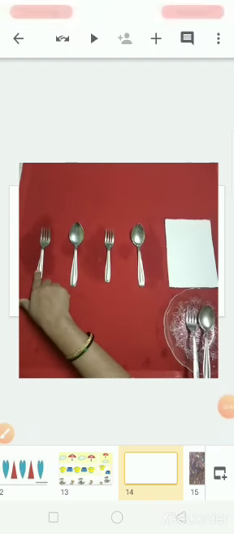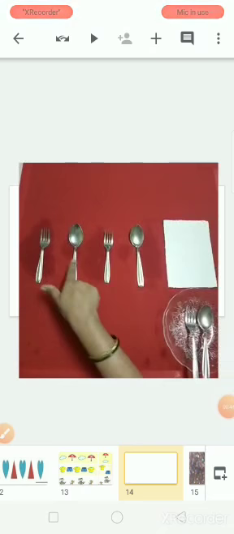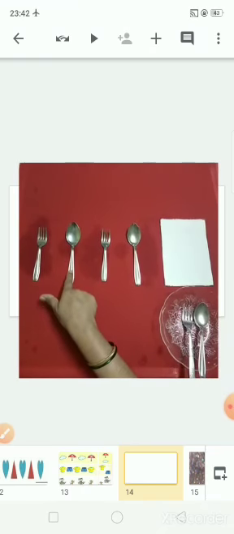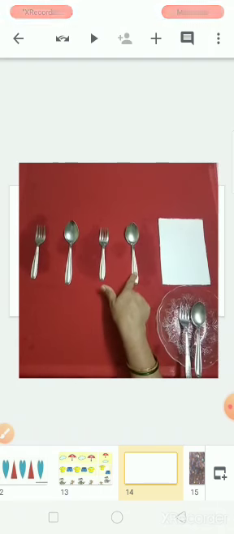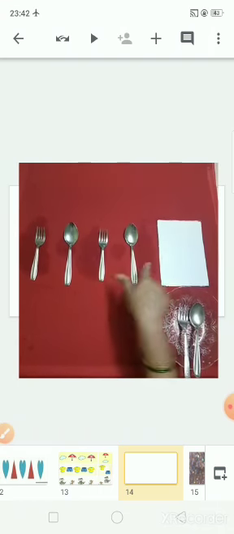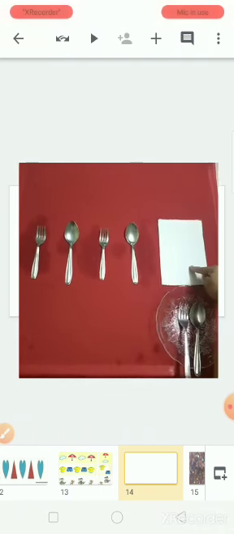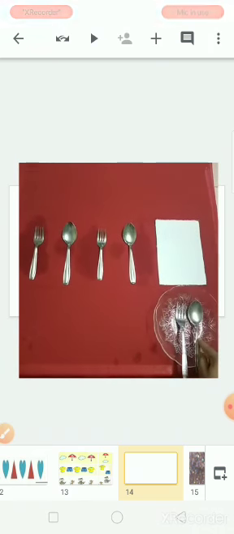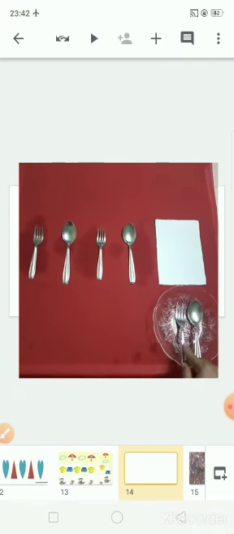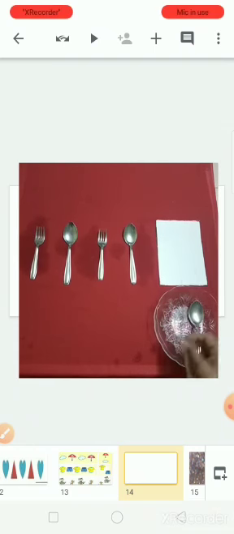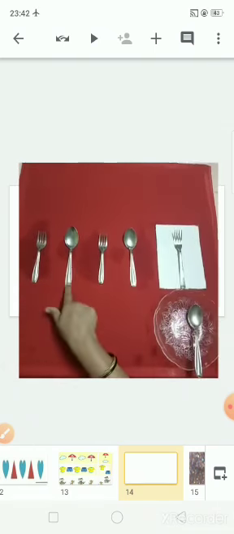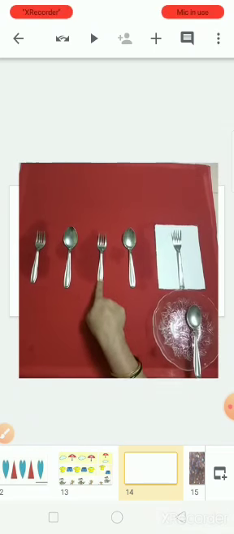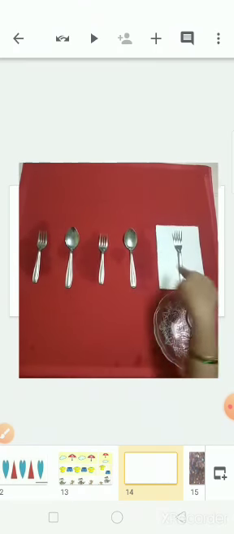What is this? Fork. Then next, spoon. Then fork. Then spoon. So, what will be the next? Yes. Spoon? No. Fork. Yes. Fork, spoon, fork, spoon, fork.